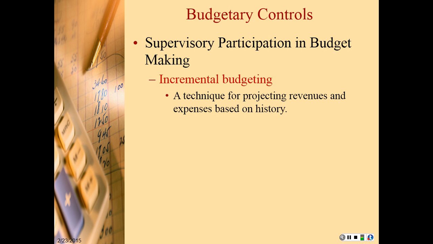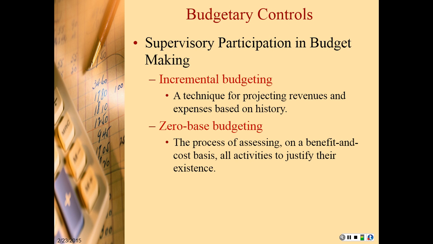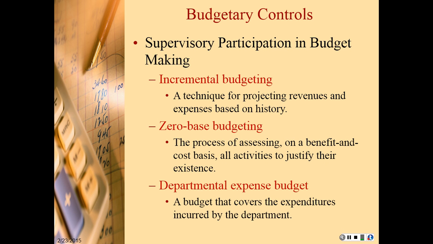Supervisors need to have some kind of input into that budget making. So there's incremental budgeting, a technique for projecting revenues and expenses based on history. There's zero-based budgeting, the process of assessing on a benefit and cost basis all activities so as to justify the existence of them. And then the departmental expense budget, a budget that covers the expenditures incurred by that department based on history and needs prior to the current time period.